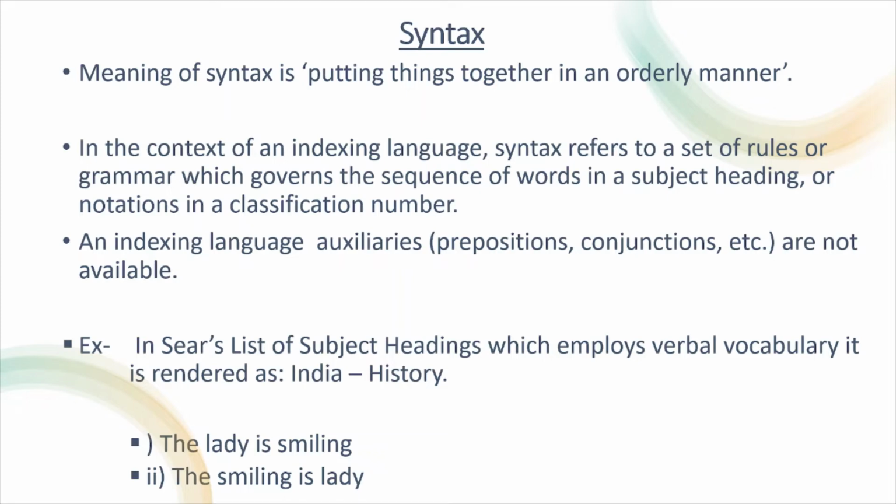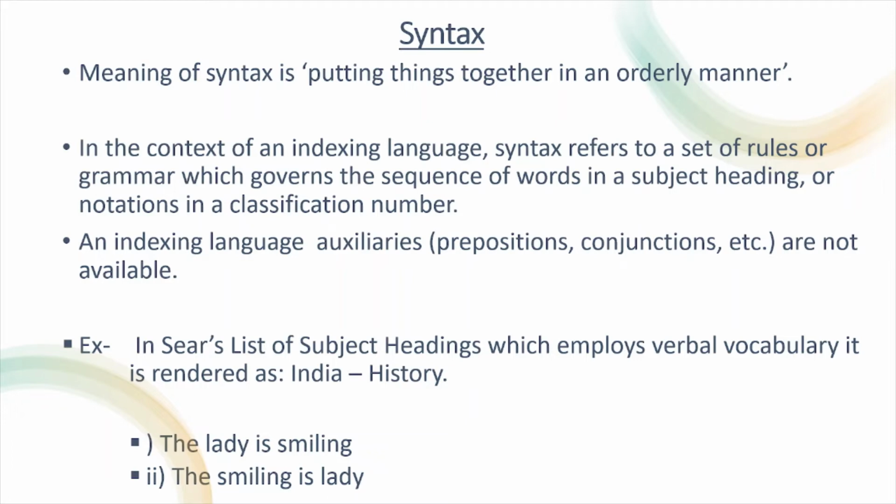In an indexing language, auxiliaries are not available. When we use indexing language, we don't use prepositions or conjunctions. As an example, in the CEA list of subject headings, which employs verbal vocabulary, it is rendered as Indian history. We can say history of India in ordinary language, but we can't put history of India in this indexing language because it is auxiliary free.